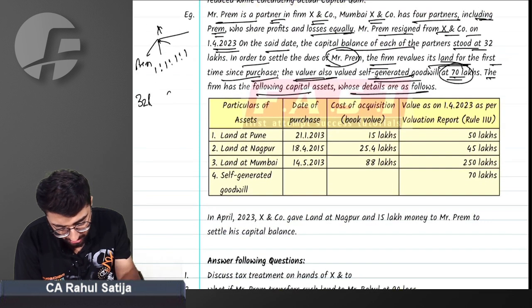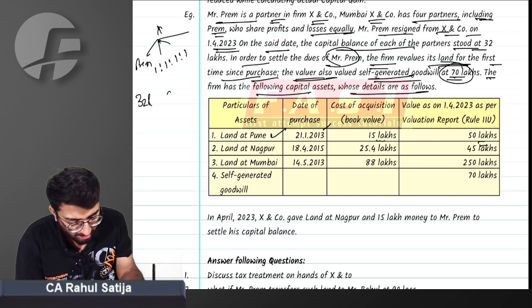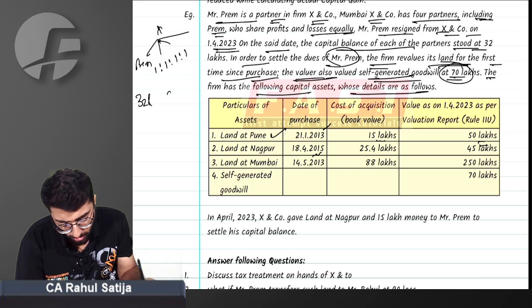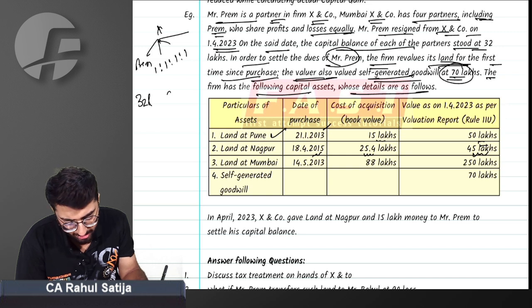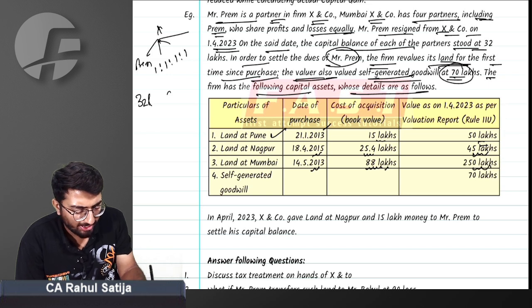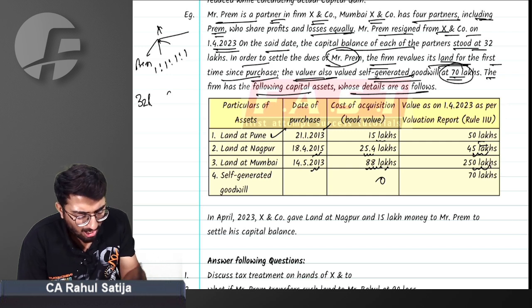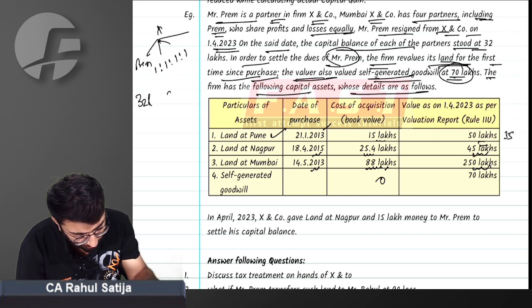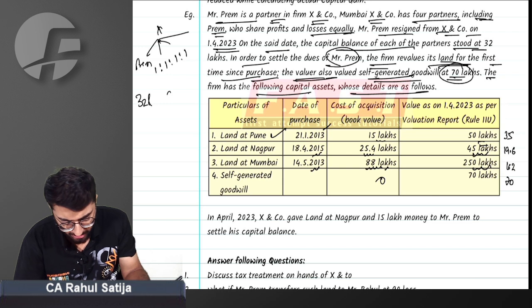Following capital assets are the details. Land at Pune acquired in previous year 12-13 for 15 lakh, revalued at 50 lakh. Land at Nagpur acquired in previous year 15-16 for 25 lakh 40,000, revalued at 45 lakh. Land at Mumbai acquired in previous year 13-14 for 88 lakh, revalued at 250. Self-generated goodwill was 0, now 70. How much revaluation is there? Just calculate. This is the revaluation that is being done.